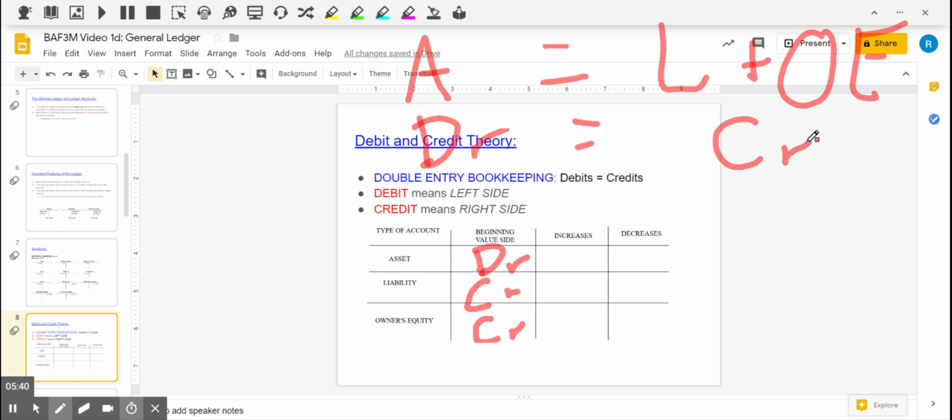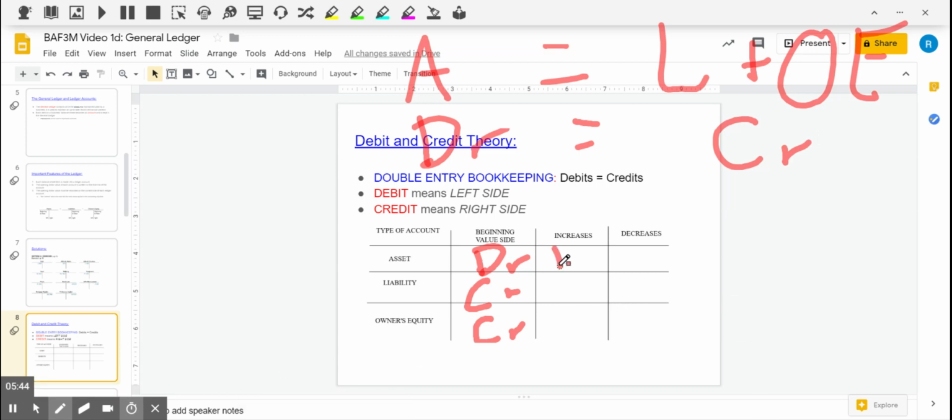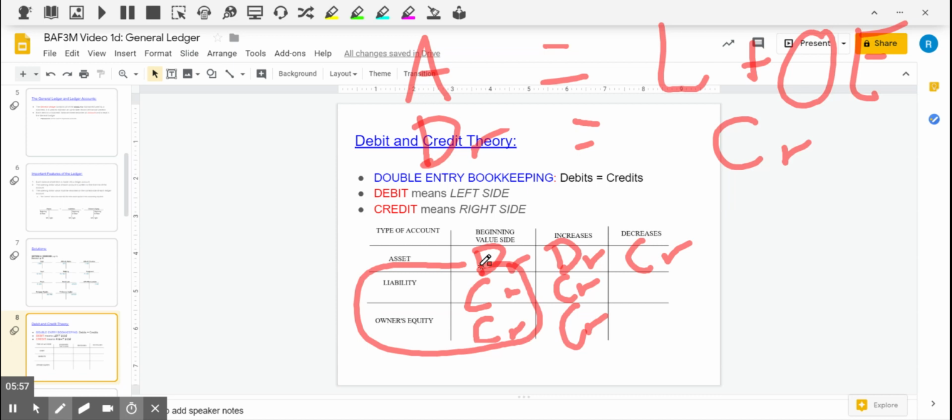So this is all about the normal balances. Now, if an asset increases, we're going to debit it. If an asset decreases, we're going to credit it. And it's the opposite for liabilities and equity. Since their normal balances are credit, if they increase, we record the transaction on the credit side. And if a liability account decreases, we're going to debit it. Same with owner's equity. If it decreases, we're going to debit it.